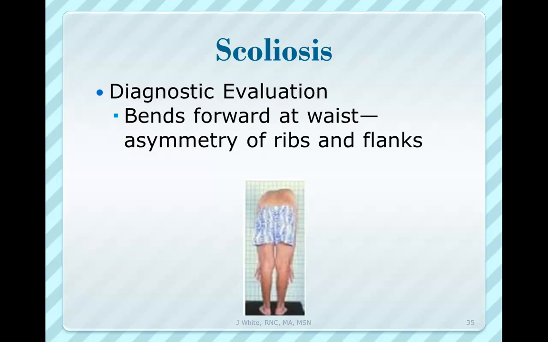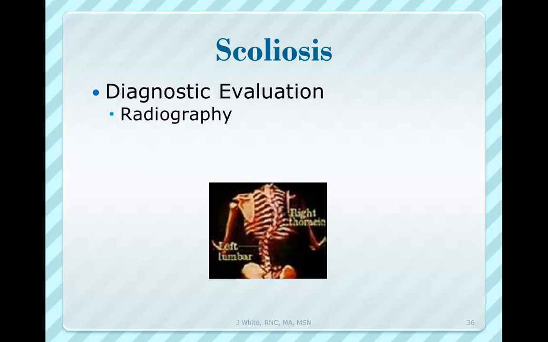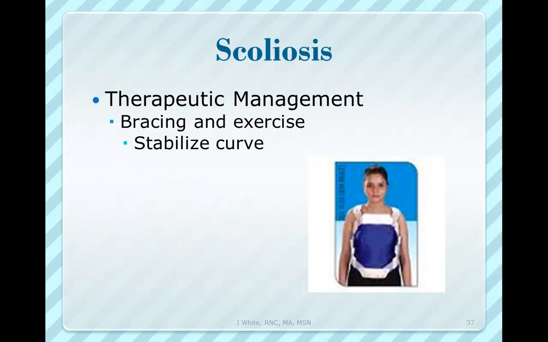We will then have the child bend forward at the waist as if to touch the toes, and you will see that one side is higher than the other. They have a little device that they run right down the vertebrae, and it measures the degree of scoliosis, and that way we can report it and monitor to see if it's increasing. X-rays, of course, will show the deviations. And so we're going to start treatment.